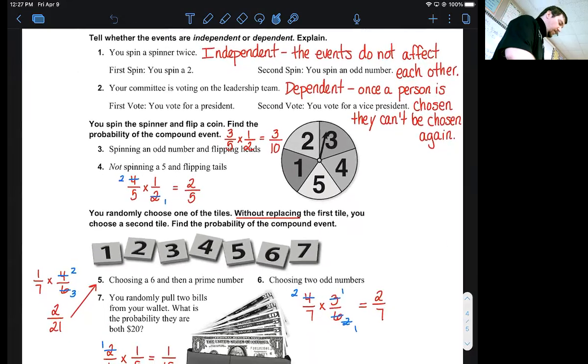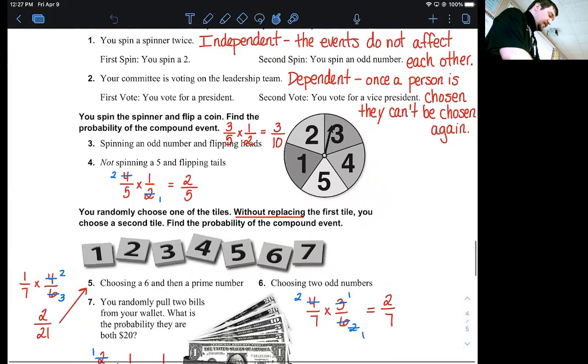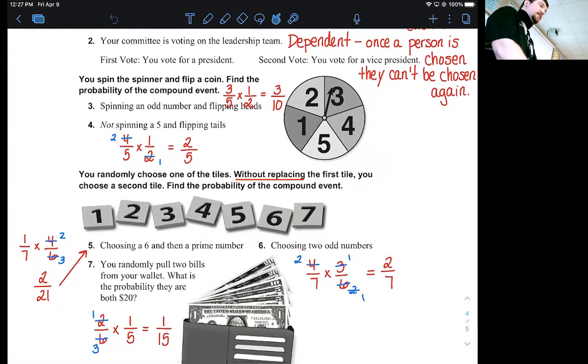Number 3 and 4 were both independent events because the coin flip and the spinner have no effect on each other. Yeah, Brennan? I'm confused. That means have a more likely chance of spinning a 5. For which one? When it says not spinning a 5, there's a 4/5 chance that you get some other number. That's what that means. Okay.